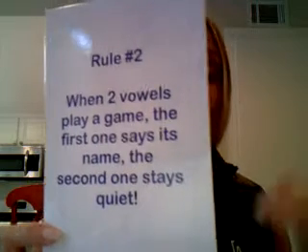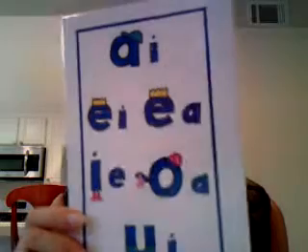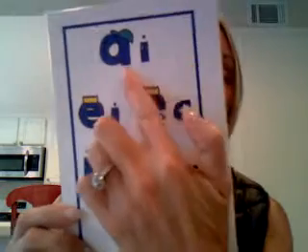Really let it settle in so you understand what's going on there. When two vowels play a game, two vowels playing a game here, A and I.